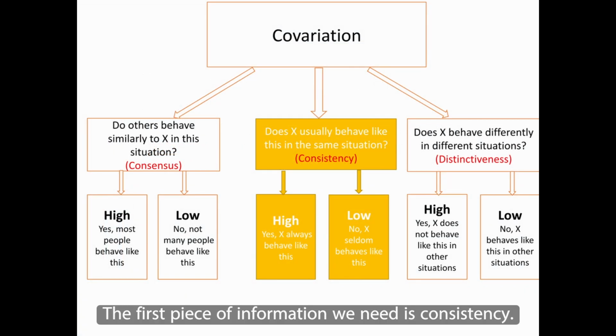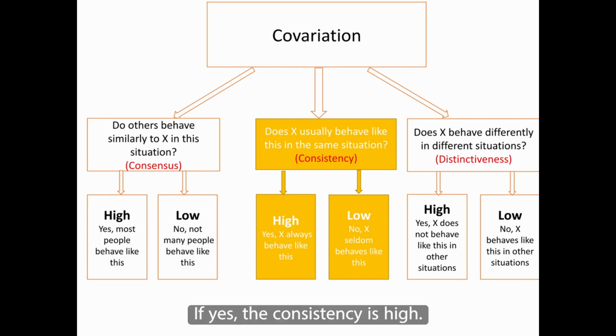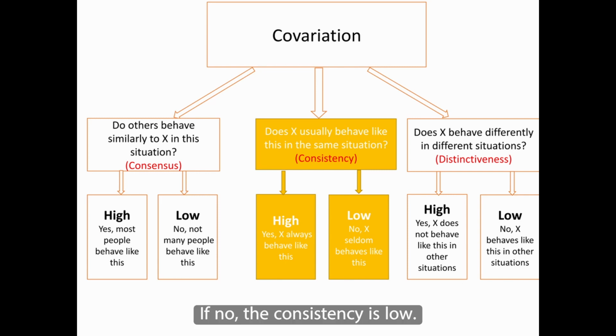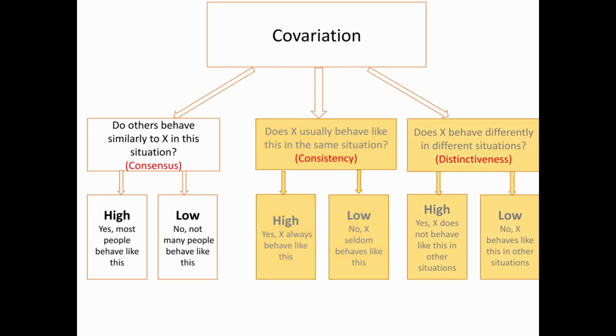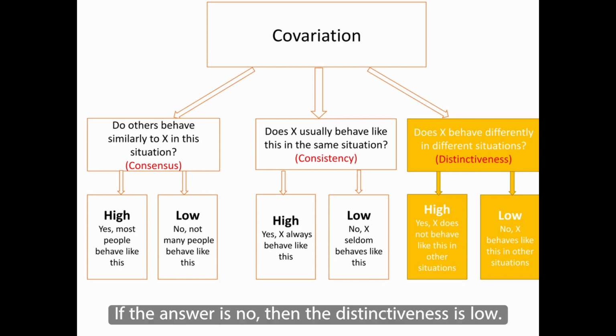The first piece of information we need is consistency. When we observe a behavior, we ask if this person usually reacts to the event in the same way in this situation. If yes, the consistency is high. If no, the consistency is low. The second piece of information is distinctiveness. Does this person behave differently in other situations? If yes, then distinctiveness is high. If the answer is no, then the distinctiveness is low.